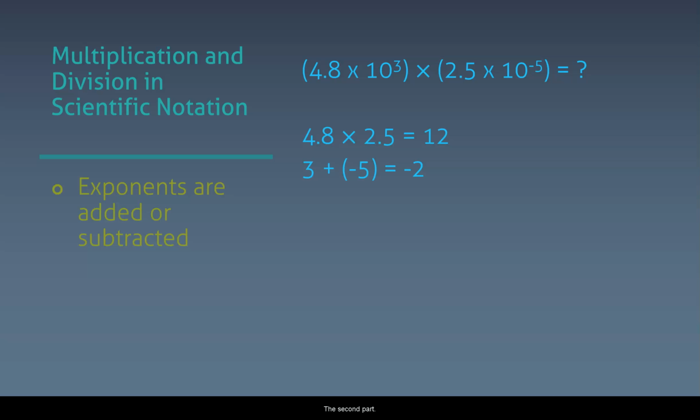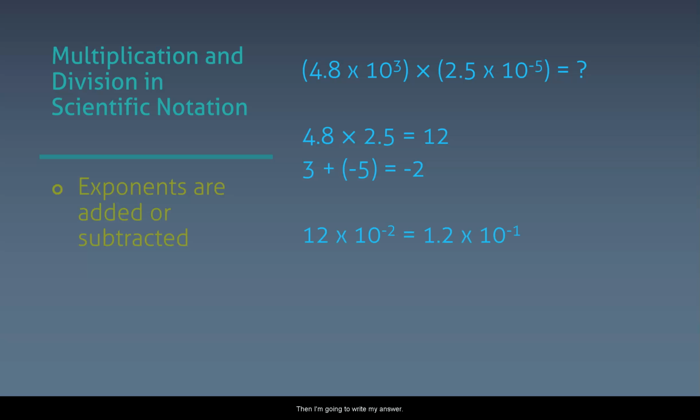The second part is to either add if we have a multiplication problem, or subtract if we're doing division, the exponent values. So our first number is times 10 to the 3rd. So we start off with our 3. Our second number has 10 to the negative 5th. I'm going to add 3 plus negative 5. That's the same as subtracting 3 minus 5. And my answer is going to be negative 2.